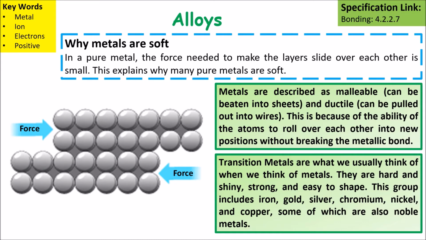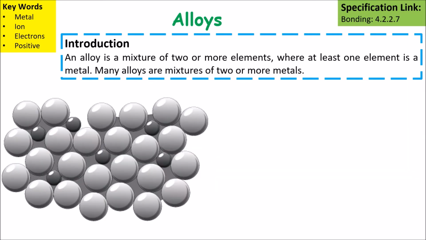They are hard and shiny and strong and easy to shape, and this includes things like gold, nickel, chrome, etc. An alloy is a mixture of two or more elements where at least one element is a metal.